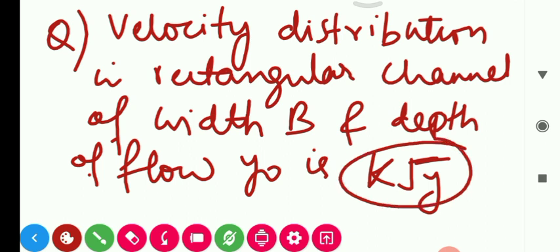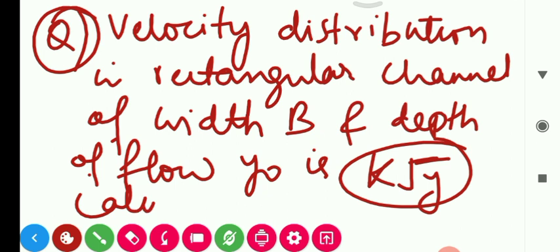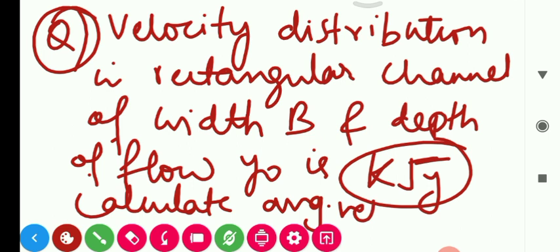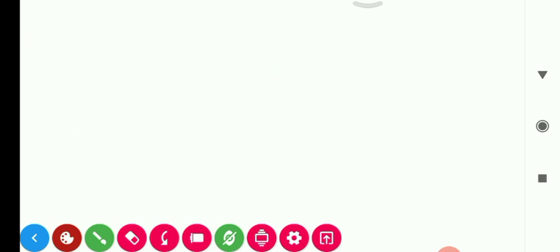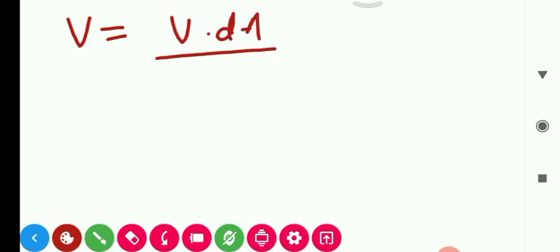The question says calculate the average velocity and the correction factors alpha and beta. So let's solve it. We have to calculate the average velocity V. V is the integration of v dA upon A. This will be the average velocity.